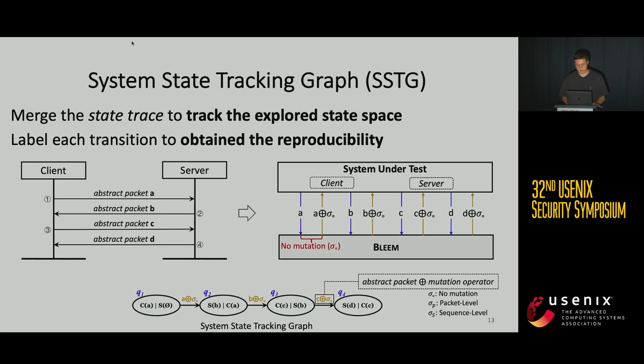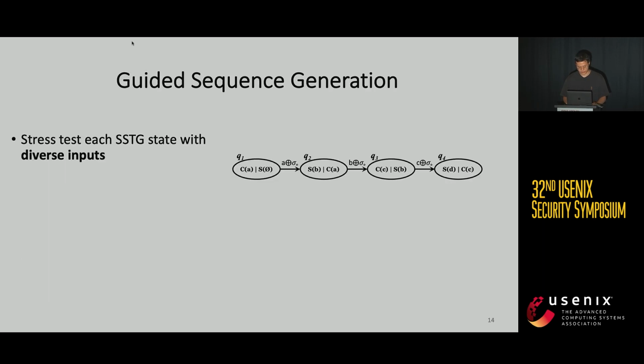Based on the concepts above, we introduce the system state tracking graph. This graph tracks the explored state space by continuously merging the state traces. Meanwhile, we label the triggering condition of each transition. Instead of using the concrete packet as existing methods, Bleem records how to generate those packets using the corresponding abstract packet and the mutation operator. The system state tracking graph helps us to recognize the observed state space, and it guides our fuzzing direction.